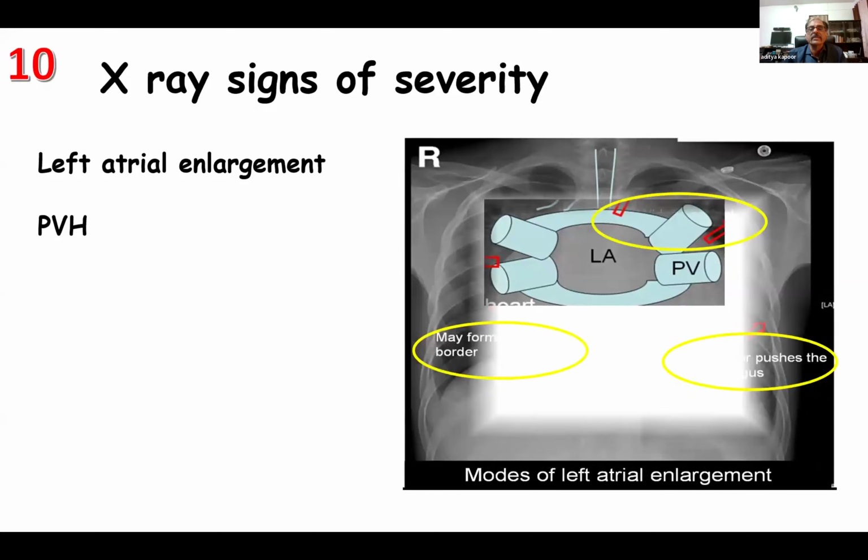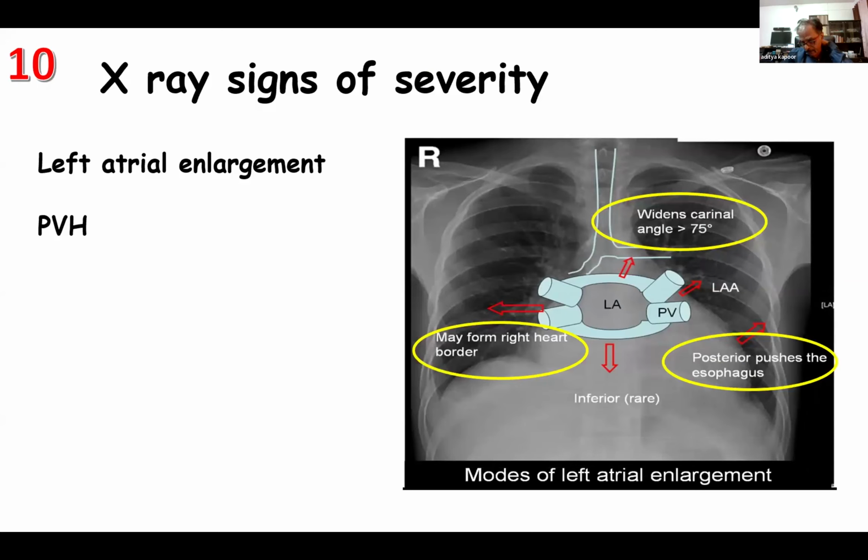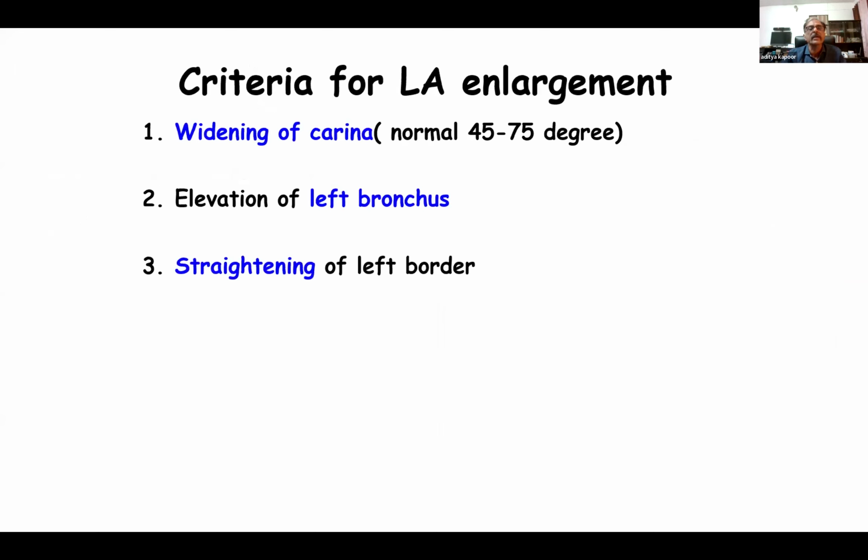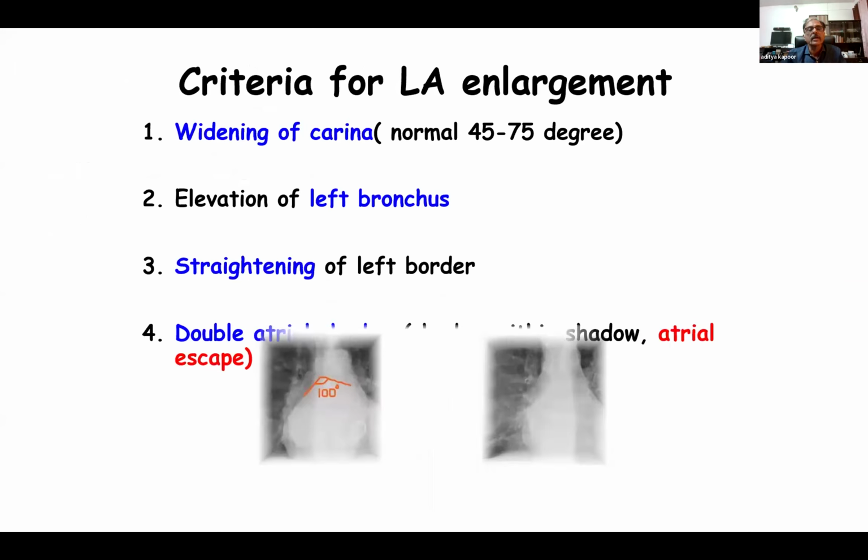X-ray signs we have discussed: left atrium enlargement. Remember, the LA on the X-ray very rarely enlarges inferiorly. It might go to the right, might go above to distend the carinal angle, might go posteriorly and indent the esophagus on the barium swallow. Rarely goes inferiorly. So widening of carina, elevation of left bronchus, straightening of the left border.